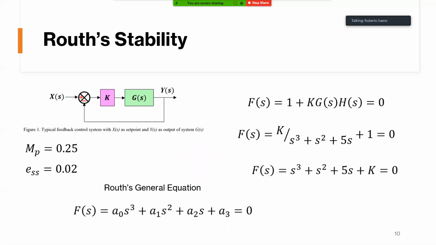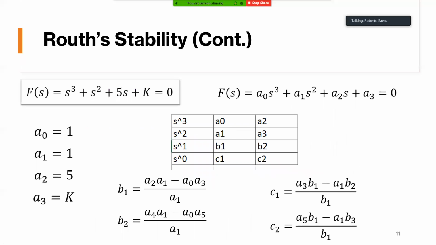The general equation for Routh's criterion is going to be all our coefficients, starting with the highest power, will be a naught, the following one will be a1, a2, a3. So our a's coincide with the coefficients that match up with the s's in powers from greatest to least. So here we have our table. As stated before, this is our function, f of s. And here's the general equation.